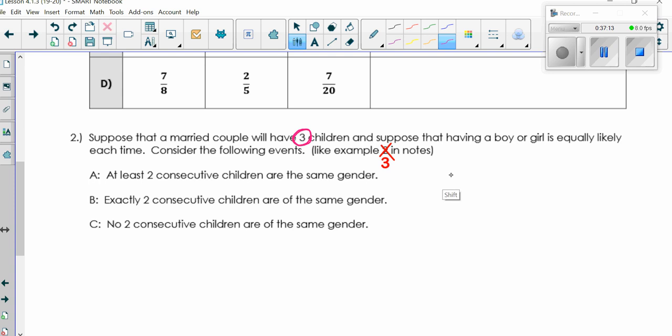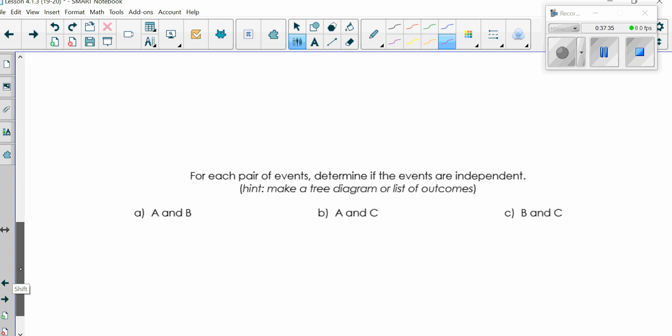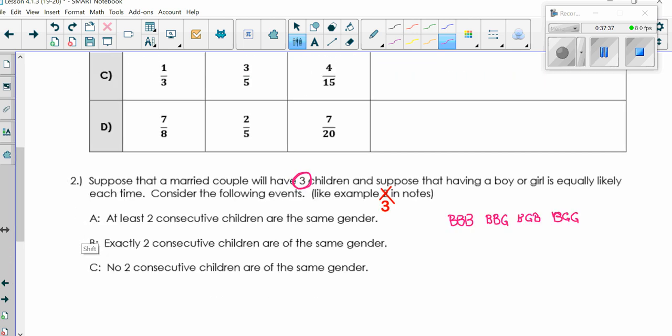So you would literally just go through and go, okay, it's going to be a boy, boy, boy, or a boy, boy, girl, or a boy, girl, boy, or a boy, girl, girl. And then you're going to do the same thing for girl, and you're going to notice that there's going to be the same 8 outcomes. Just instead of an H and a T, it's going to be a B and a G. And then you're going to answer those questions based off of these 3 events.